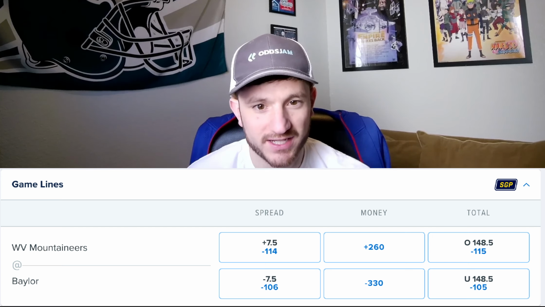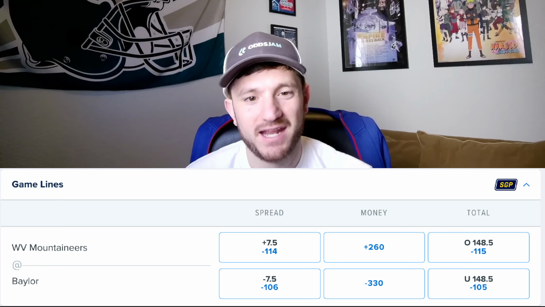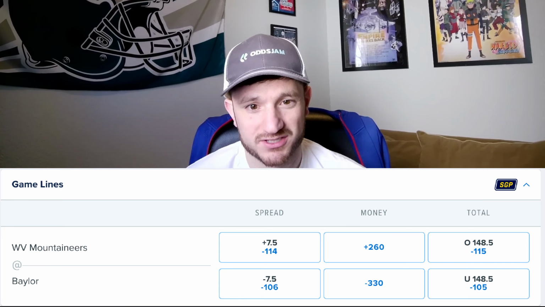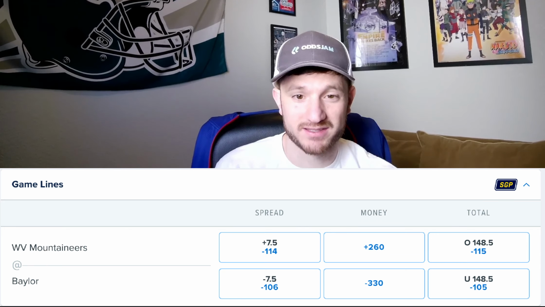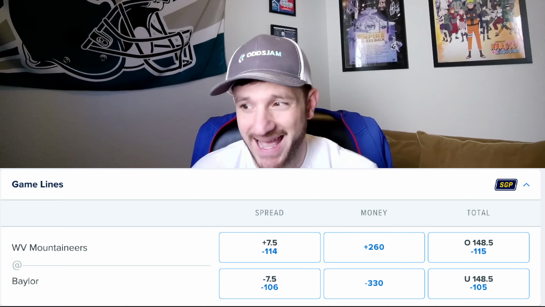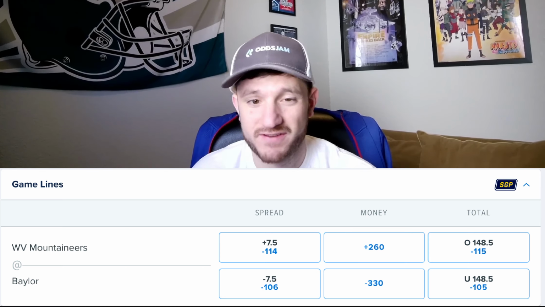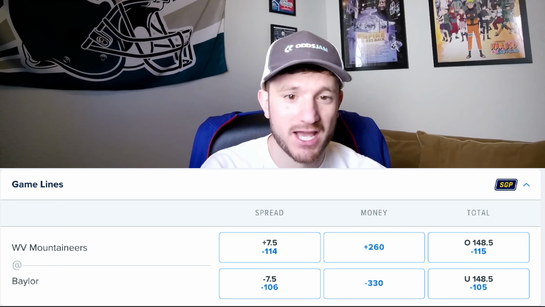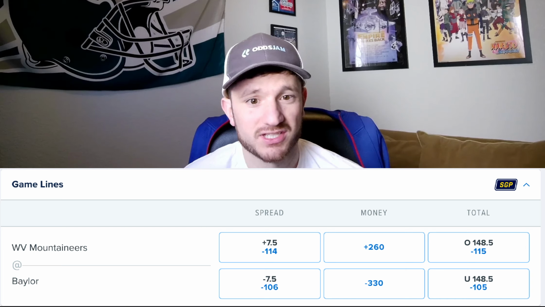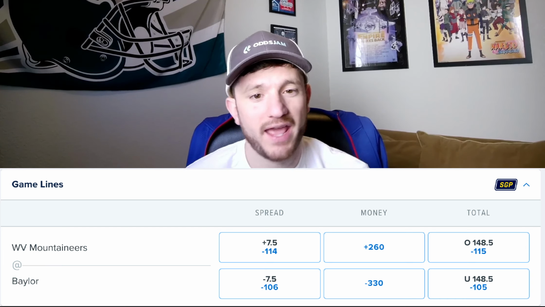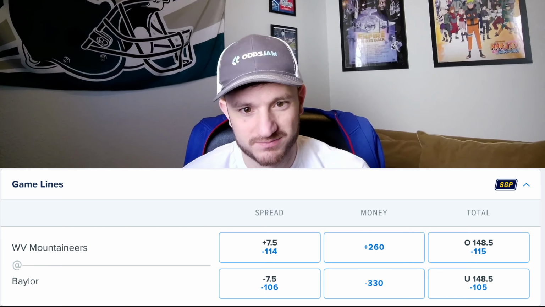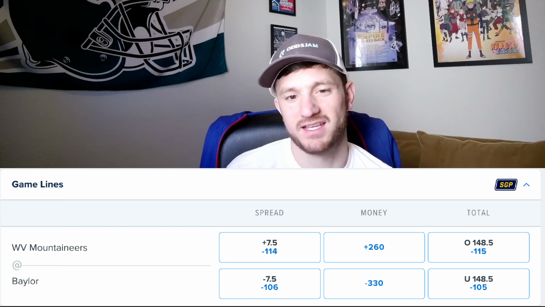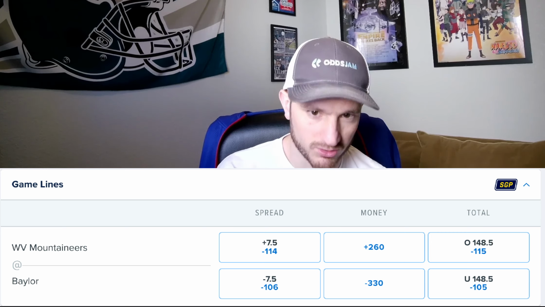If you really like the favorite and you think they're going to win by a lot, betting on the spread is a much easier way to back the favorite with much more reasonable odds. From Baylor's perspective, you can go from betting on their money line at minus 330, which is very, very steep, to all the way down to minus 106 if you think they're going to win by 8 or more. Obviously, the risk is higher on a spread bet, but the reward is there as well in that it's a safer bet. So just a couple different things to think about when it comes to a spread and a total.